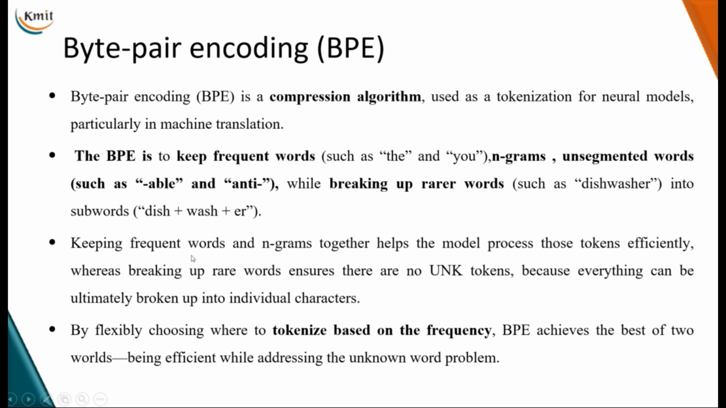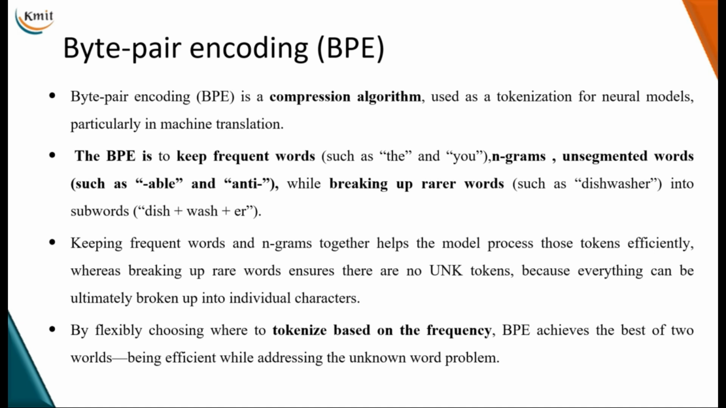Please understand, we are concentrating on keeping frequent words and n-grams together. This will help the model process these tokens effectively, whereas breaking up rare words ensures that there are no UNK tokens, or unknown tokens, because everything can ultimately be broken up into individual characters if necessary, by flexibly choosing where to tokenize based on the frequency. In this way BPE achieves the best of the two models, being efficient while addressing the unknown word token problem.